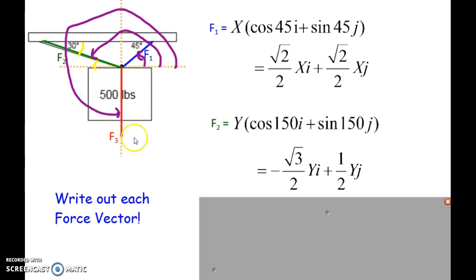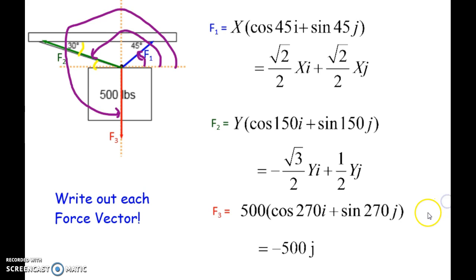Finally, I need the vector for F3. So you can write this one out. Take a moment to write down the whole entire vector for F3. Hopefully what you wrote is that F3 has 500 for its force. It's the only one that actually has a magnitude, and its angle is 270.